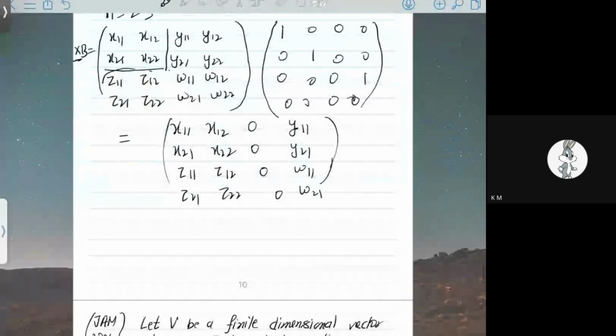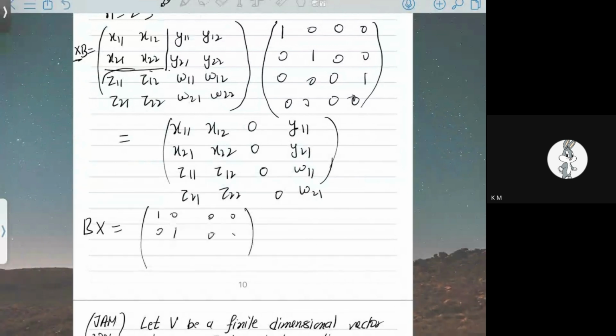Now we calculate BX. BX is 1, 0, 0, 1, with a zero matrix here and a zero matrix here. It seems like it is not clear to everyone. What is the problem?